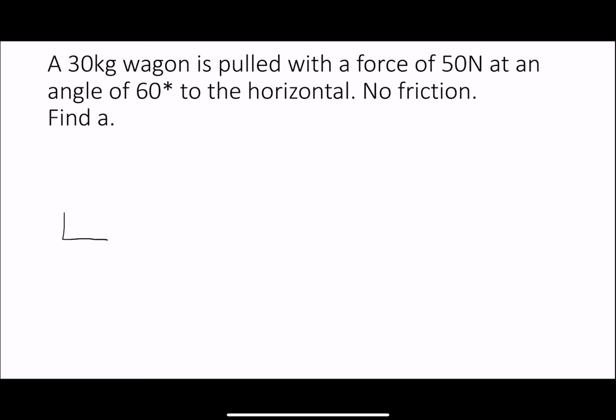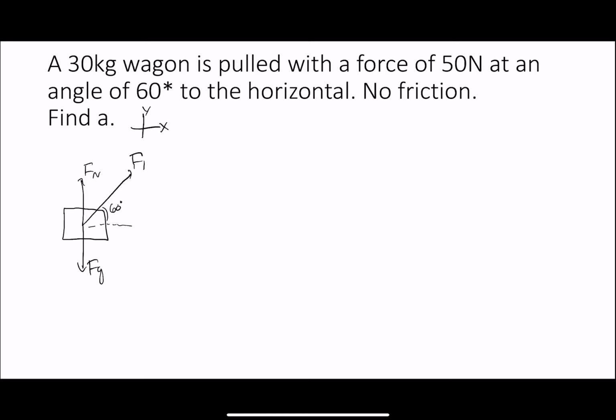So let's say we have a wagon that has a weight to it. It has a normal force, but it's being pulled at an angle of 60 degrees. And this is our applied force of 50 newtons. And we want to find acceleration. This is where things get a little bit weird, because that F1 force is in both the x and y direction.